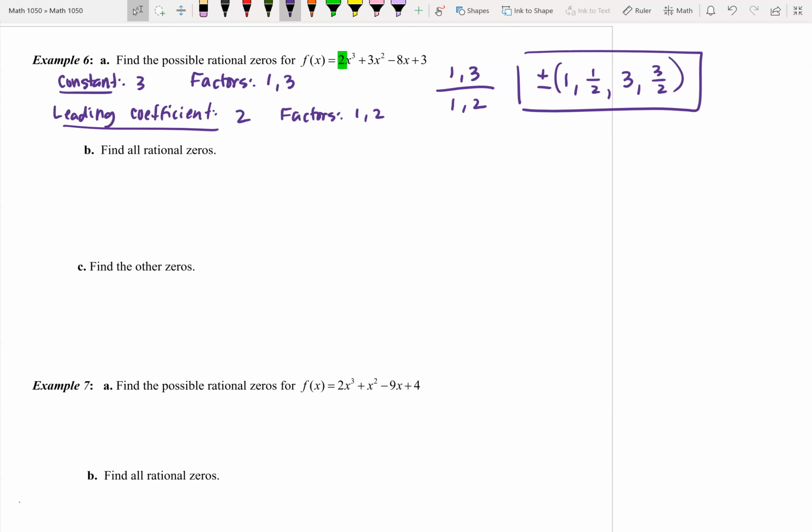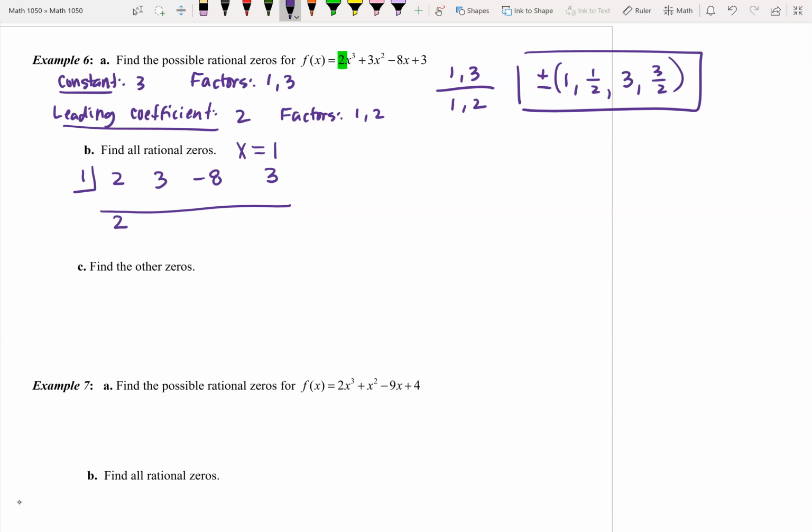Okay, so everybody write down x equals 1. I know that that is a rational 0. Now I'm going to do synthetic division with a 1. The other numbers are 2, 3, -8, and 3. Then I draw a line right there.